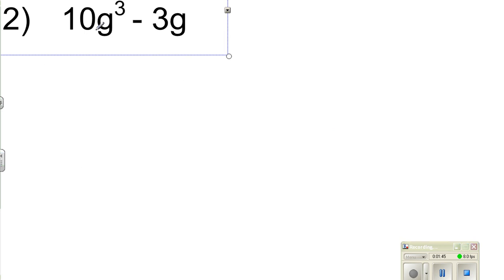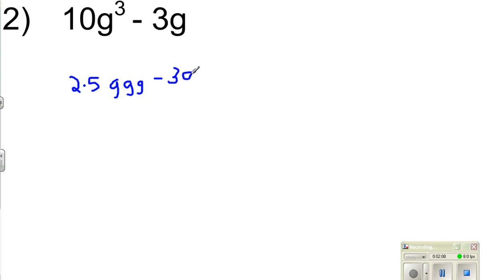Let's try this one. Now, 10 factors out, prime factors are 2 and 5. 2 times 5 is 10. Both prime, can't break it down anymore. You can make a tree if you want, but it's not going to be a big tree. And 3 g's. Minus 3 and a g. 3's prime. There's nothing you can do with it.